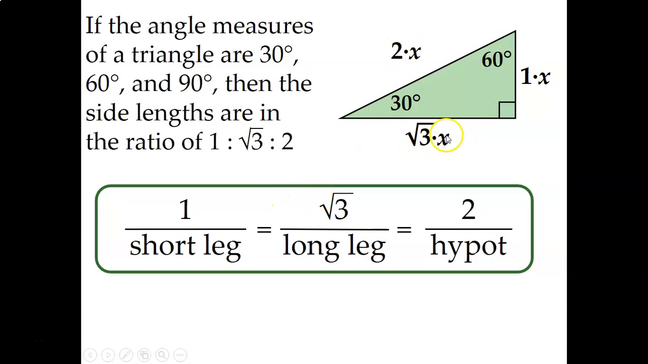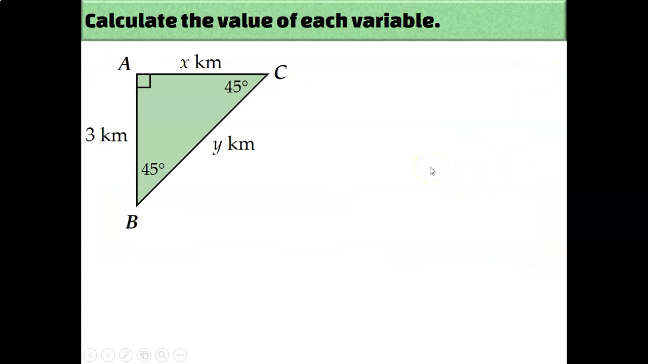For every 30, 60, 90 triangle, there is a short leg, a long leg, and a hypotenuse. The short leg is the leg that is across from the 30-degree angle, and the long leg is the one that's across from the 60-degree angle. And of course the hypotenuse is across from the 90-degree angle. So we can use this proportion to solve any 30, 60, 90 triangle. Let's take a look at a few examples.